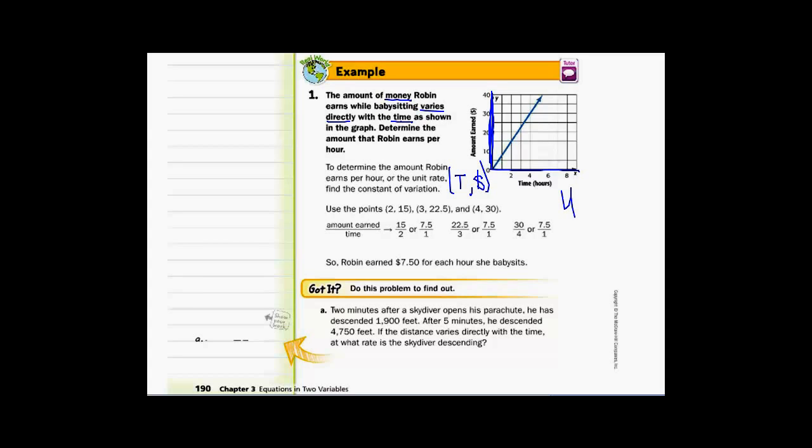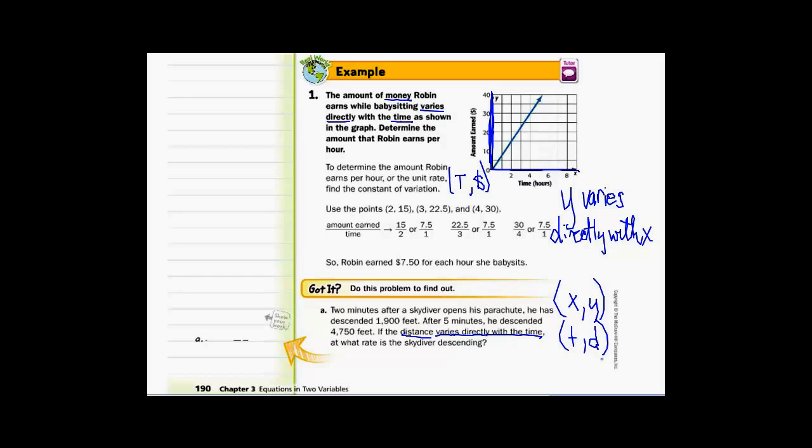Usually they will say y varies directly with x. So y varies directly with x. Usually it's opposite. So if it says the distance varies directly with time, then instead of our xy coordinate here, we're talking about distance on this side and your time on this side.